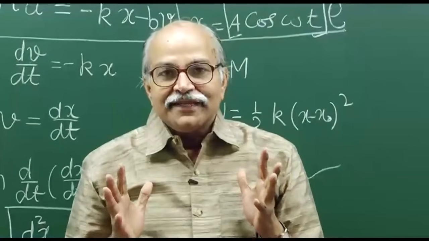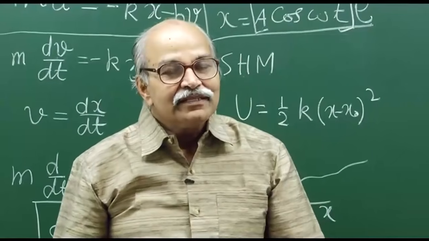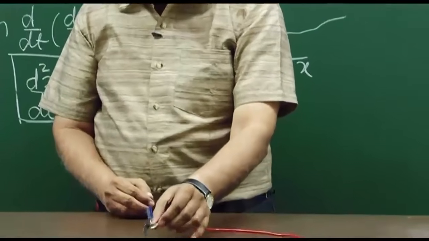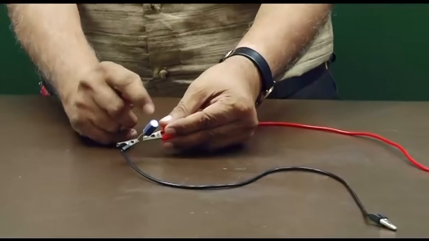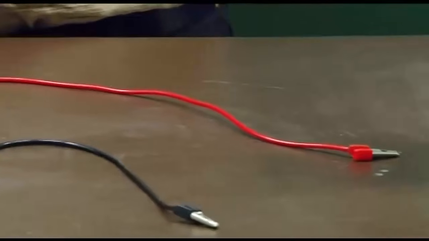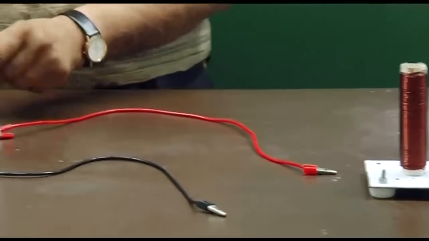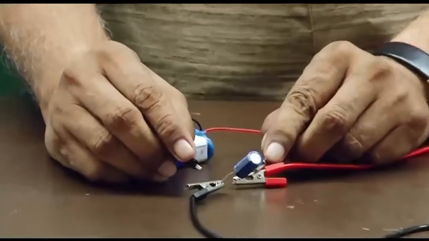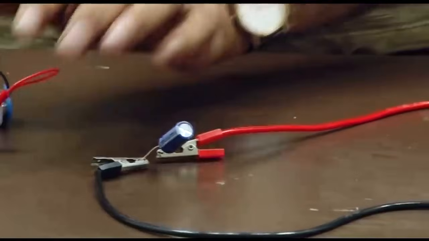So now let me take an example from a totally different area, and that is from electrical circuits. Here I have a capacitor, the capacitor that we used earlier. This is that 1 millifarad or 1000 microfarad capacitor, and here is the solenoid. This also we have used earlier. Now suppose I charge this capacitor by connecting this battery terminal to the capacitor. Now the capacitor is charged.